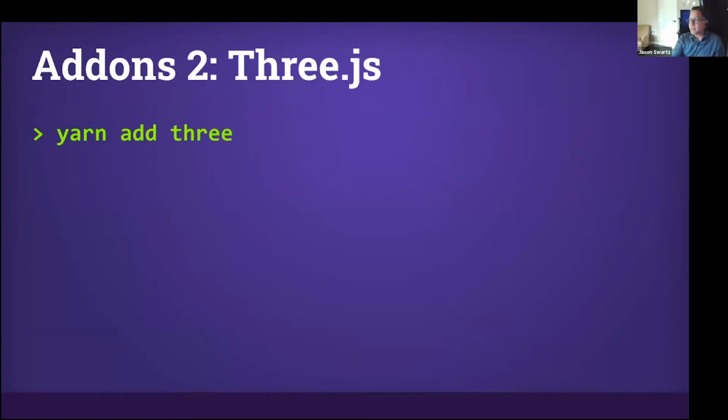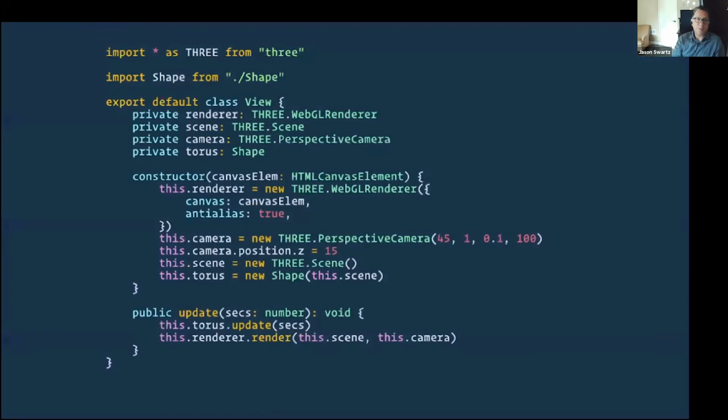Let's say I want to get a little 3D. I can just simply say yarn add three and start using it from TypeScript. Here's an example of a basic view with Three.js. I have types for everything I need in Three.js. Setting up, I have a constructor, which is a core part of any TypeScript class, and an update method. It's a little verbose, but that is Three.js.